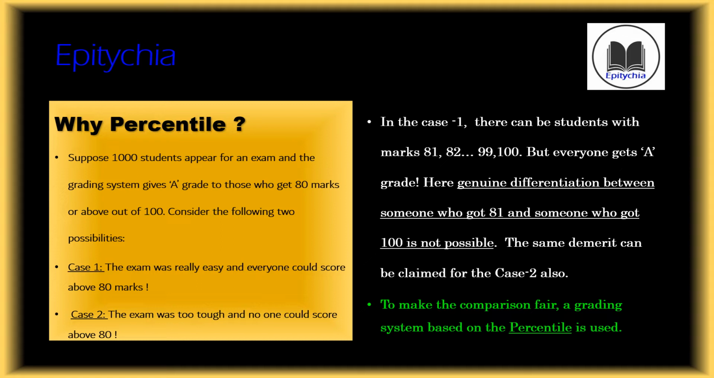Then see, if the examination is so easy, all the students got above 80% and A grade. On the other hand, if it is too tough, nobody got 80% and no A grade. In both cases, fair comparison or differentiation between the students who got good marks and low marks is not possible. So to make a fair comparison, the percentile system is very much useful.